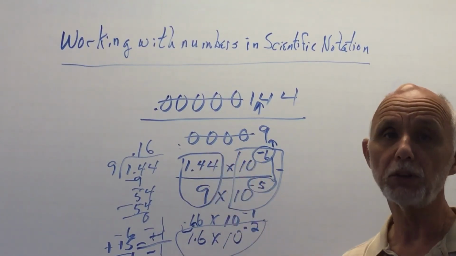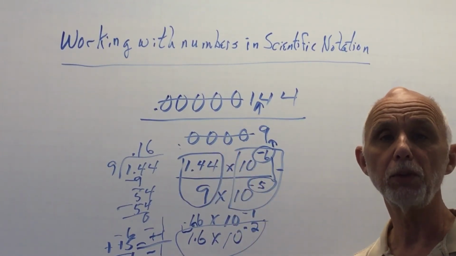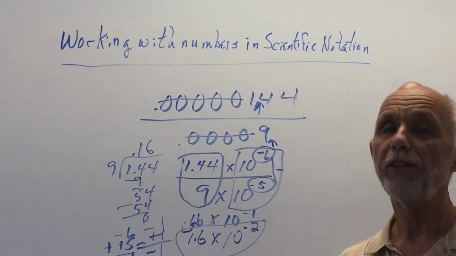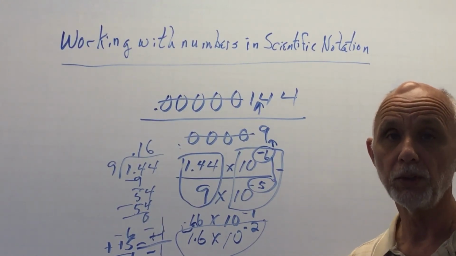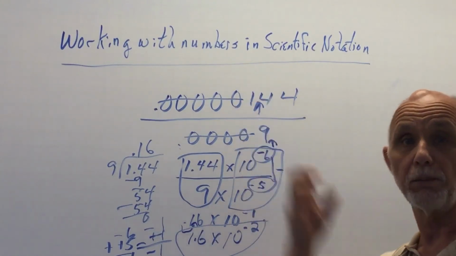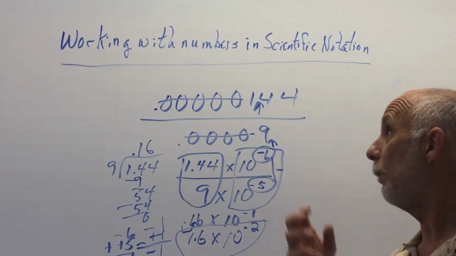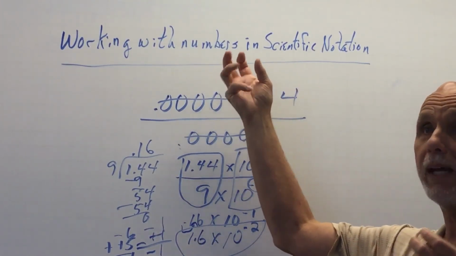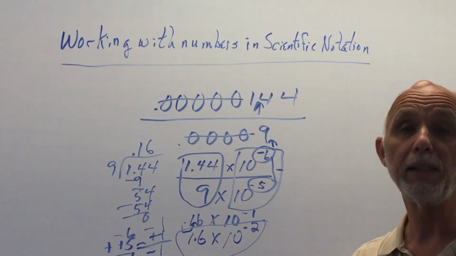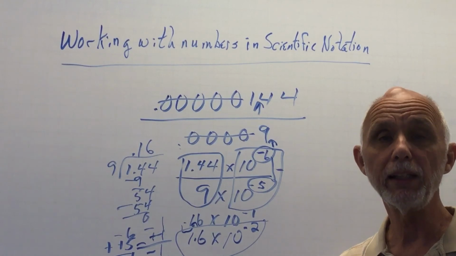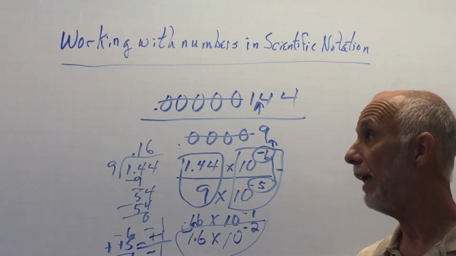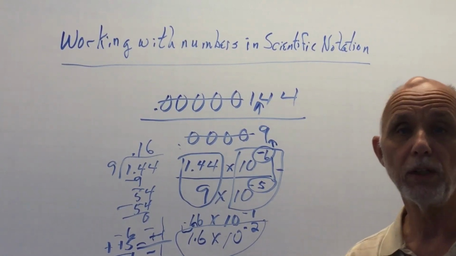In chemistry, you use it for extremely small numbers. In physics, you use it for extremely large numbers and sometimes extremely small numbers. And sometimes you have extremely large numbers and extremely small numbers, which means the power of 10 might be positive and the other one might be negative, which is why, again, you need to know about integers. So again, good luck, and I hope you understand this.